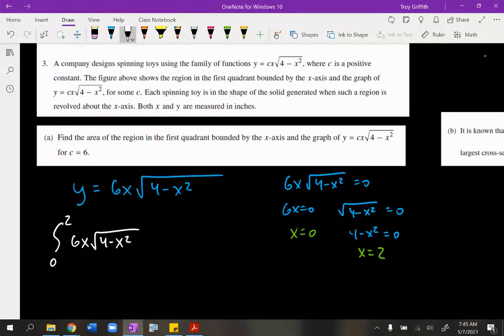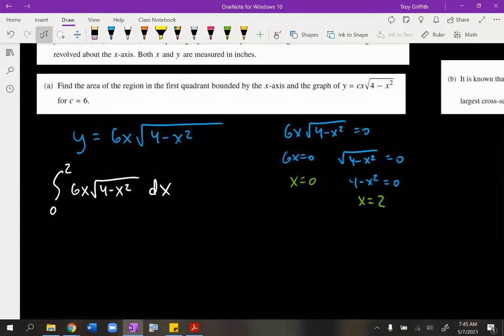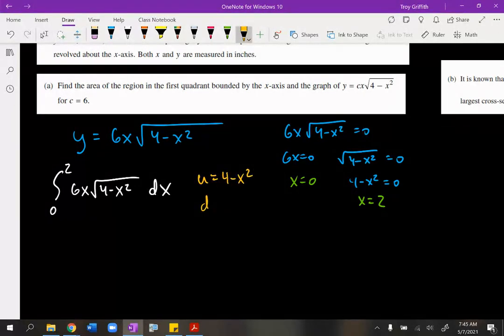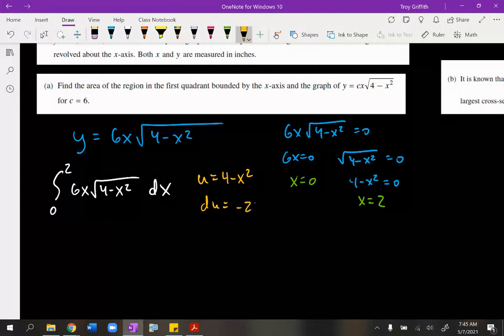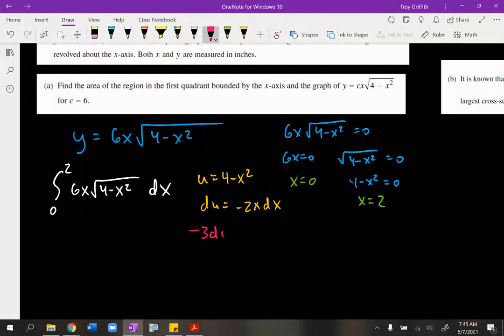Okay, so this is just a u substitution problem, and we're going to evaluate this integral and see what we get when we're done. So I'm going to go ahead and start out by setting u equal to 4 minus x squared, which means du is negative 2x dx. Well, currently we see a 6x under there, so I'm going to go ahead and multiply both sides by negative 3. So when I'm done, I get negative 3 du equals 6x dx.